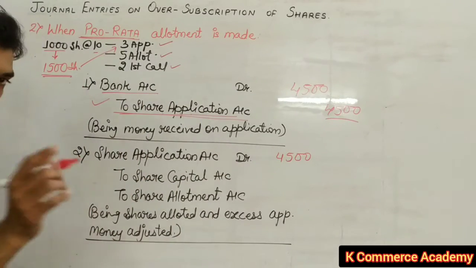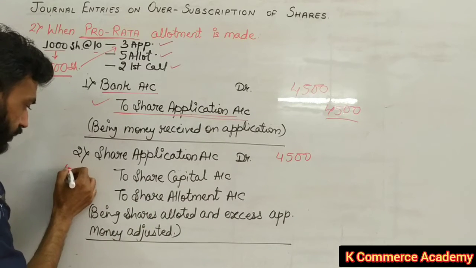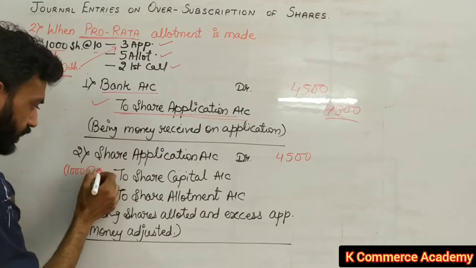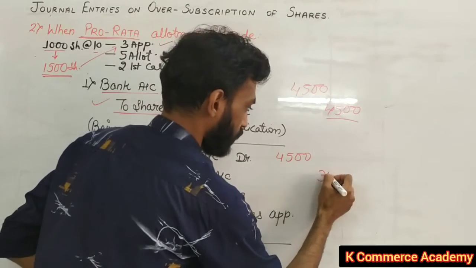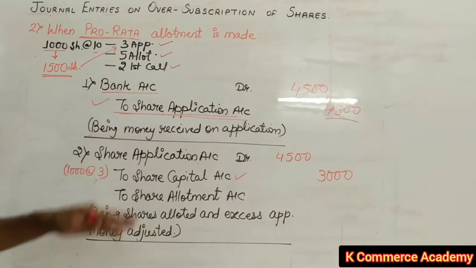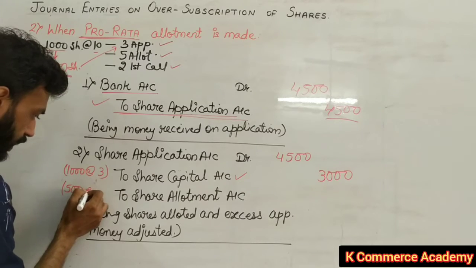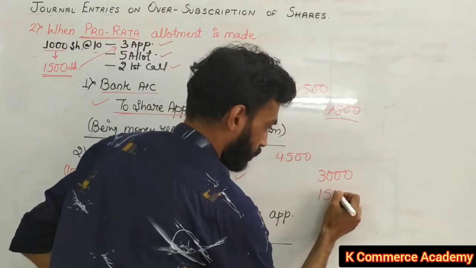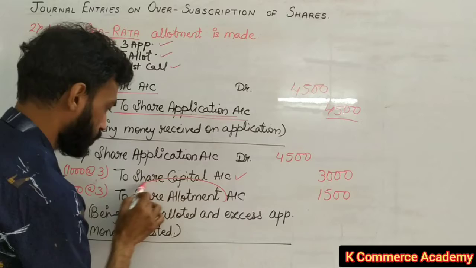Now the thing is, just a few minutes earlier I told you share capital account is always credited with the nominal value of shares. So what is the nominal value of share? It is ₹3. So on 1000 shares at the rate of ₹3, ₹3,000 will be transferred to share capital account, and whatever is the excess application money, that is on 500 shares at the rate of ₹3, this excess application money will not be refunded this time. Instead, it will be transferred to share allotment account.